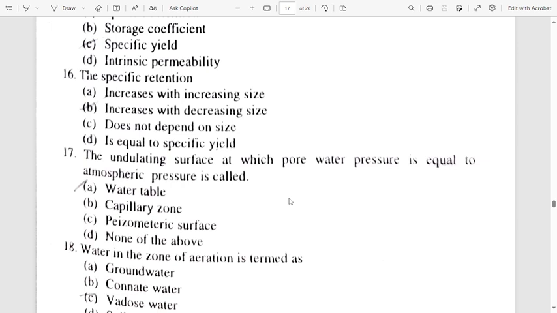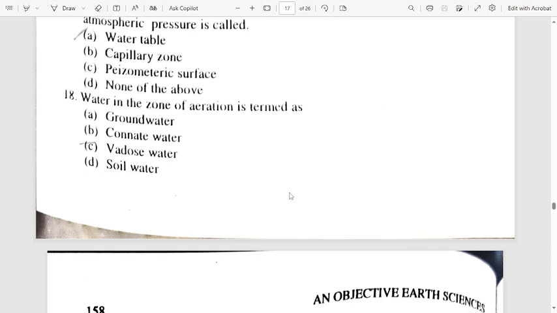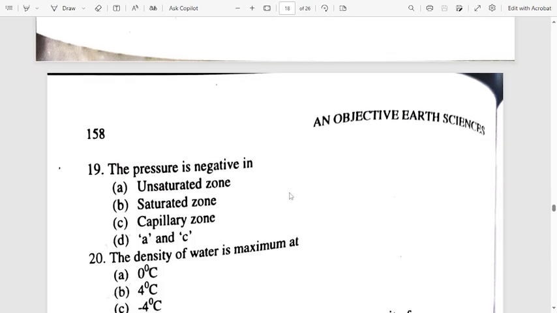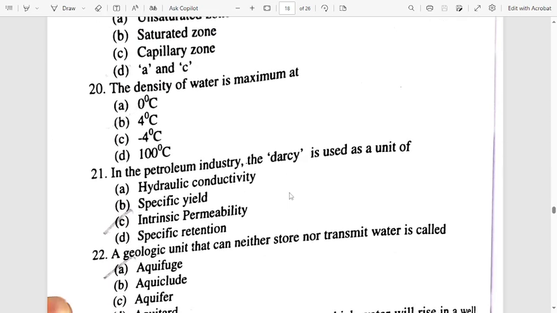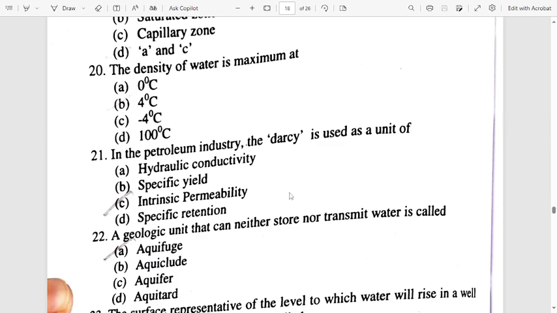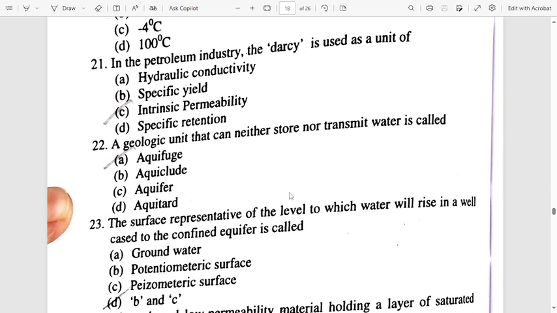The undulating surface at which pore water pressure is equal to atmospheric pressure is called water table. Water in the zone of aeration is called vadose water. Pressure is negative in capillary zone and unsaturated zone. The density of water is maximum at 4 degrees centigrade. In the petroleum industry, the Darcy is used as a unit of intrinsic permeability.